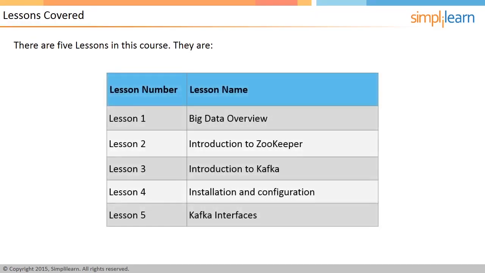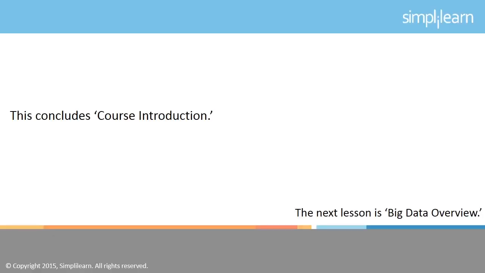There are 5 lessons in this course. The table lists the lesson numbers along with the name of the lessons covered. This concludes the course introduction. The next lesson is Big Data Overview.